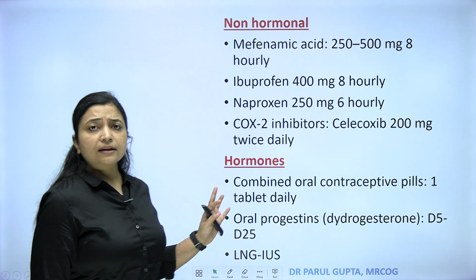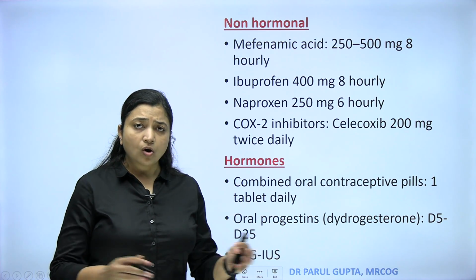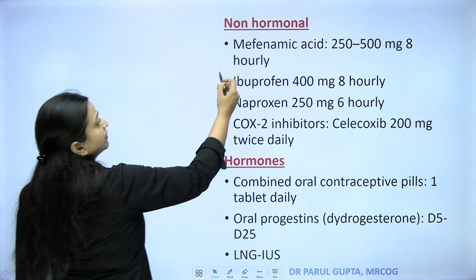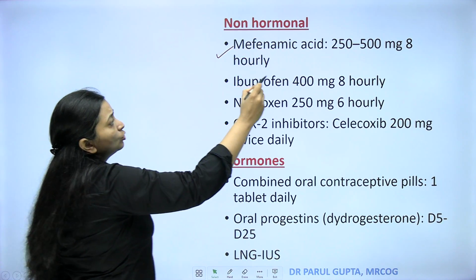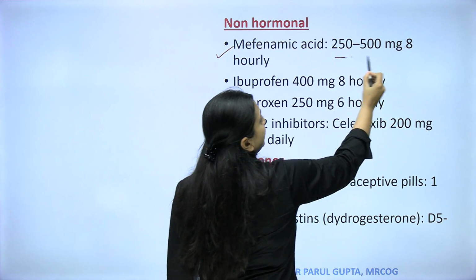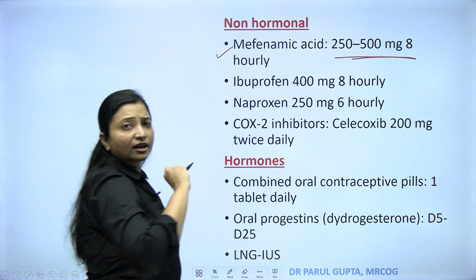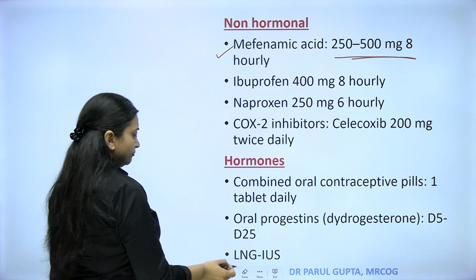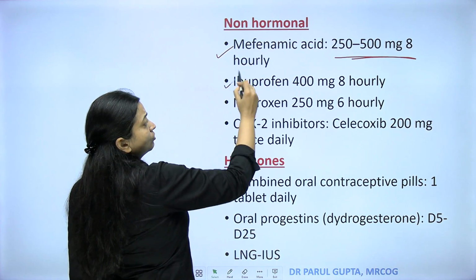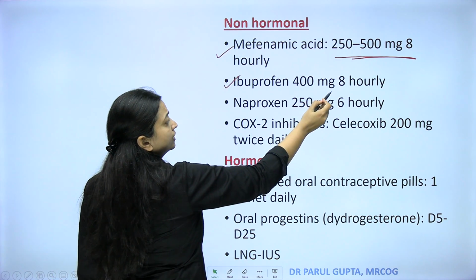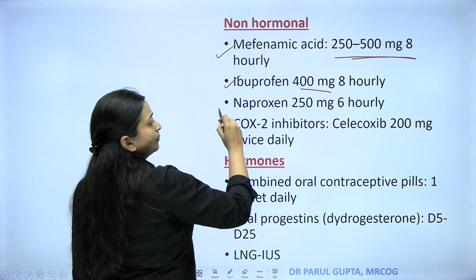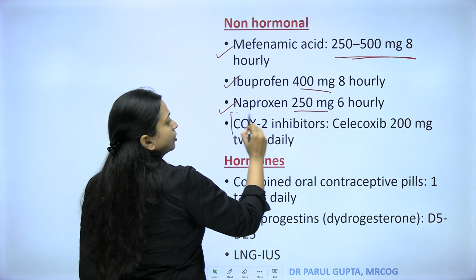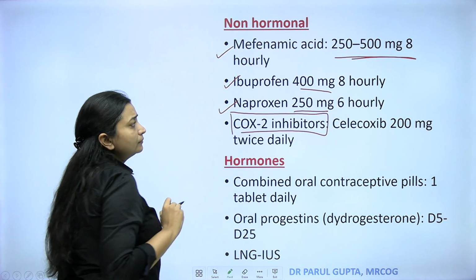Now, what are the drugs of choice? Amongst all the drugs which are best to be used in primary dysmenorrhea, mefenamic acid is the drug of choice. 250 to 500 milligram 8 hourly you should give to the patient. It will alleviate the symptoms like anything. If it is not working, we can go for ibuprofen 400 milligram 8 hourly, naproxen 250 milligram 6 hourly, or COX-2 inhibitors. This is important.